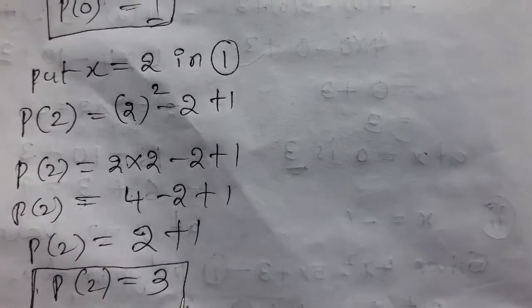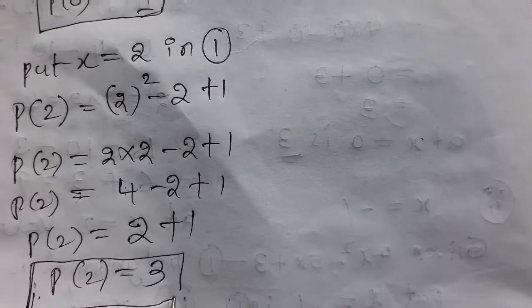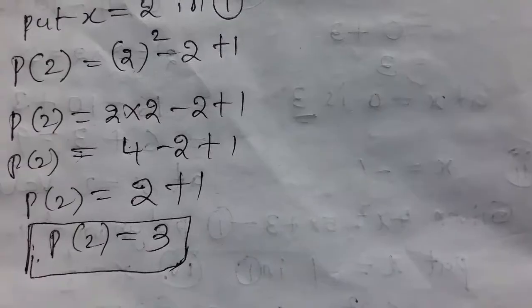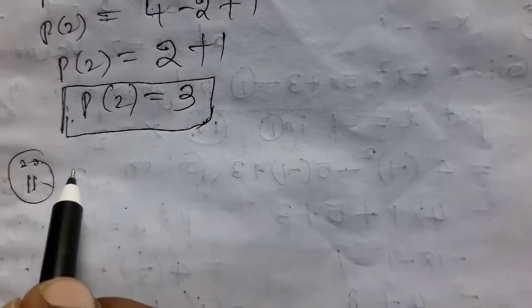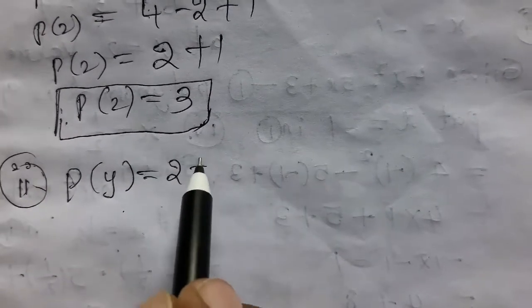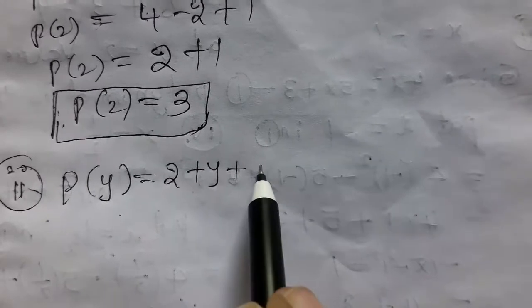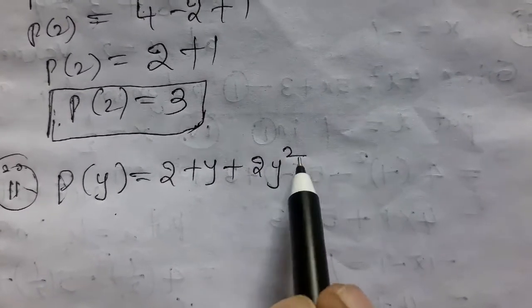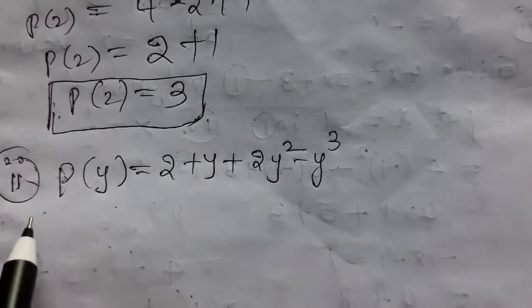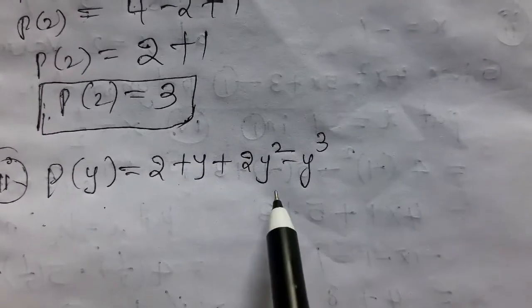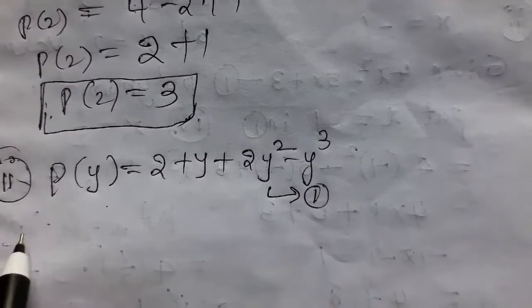What we got P of 2 value? 2 plus 1 means 3. Now take the second question. P of y equals to 2 plus y plus 2y square minus y cube. Now take this as equation 1.